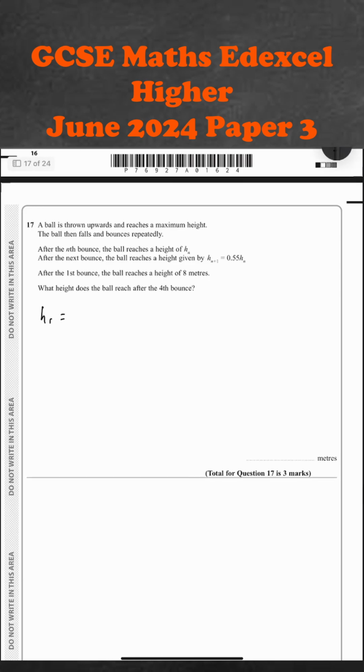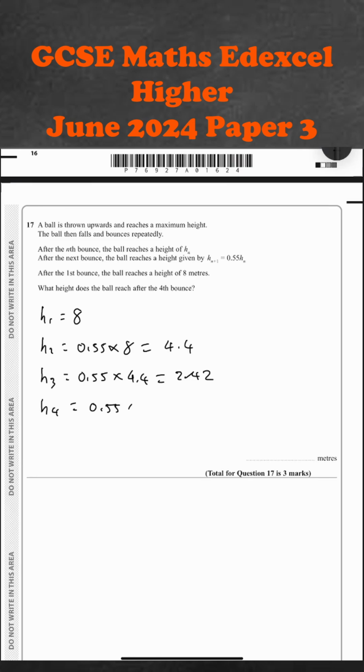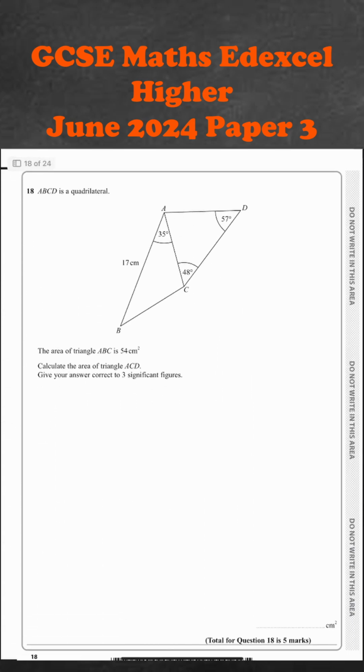Okay, so h1 equals 8. Which means h2 equals 0.55 times 8, which is, on my calculator, 4.4, which means h3 equals 0.55 times 4.4, which is 2.42, which means h4 is 0.55 times 2.42, and we get 1.331. That's our answer.